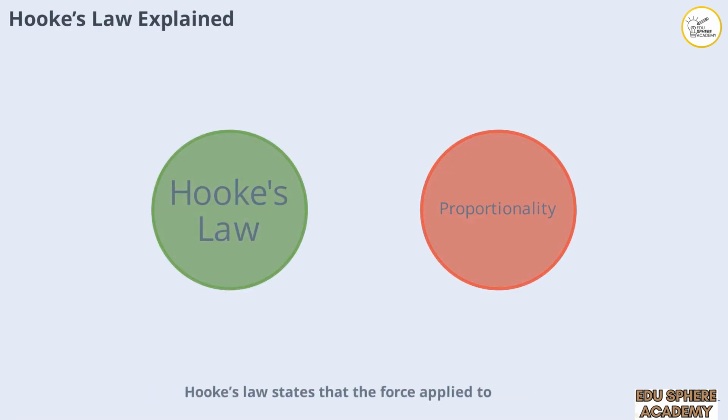Hooke's law states that the force applied to a spring is directly proportional to its extension, provided the limit of proportionality is not exceeded. This means that as you increase the force, the extension increases in a predictable way. The law is fundamental in physics and engineering, helping us design springs and other elastic materials. It's important to remember that this relationship only holds true up to the limit of proportionality.